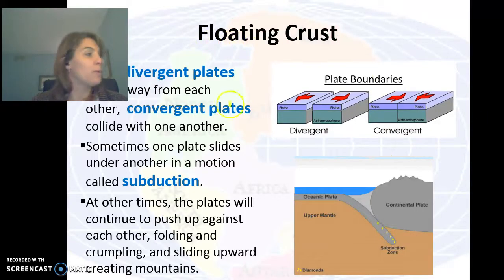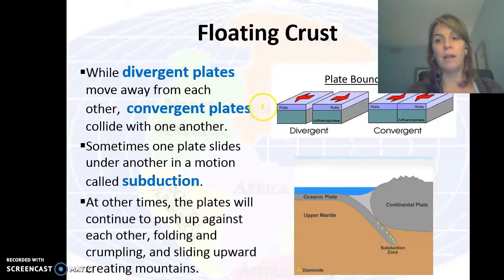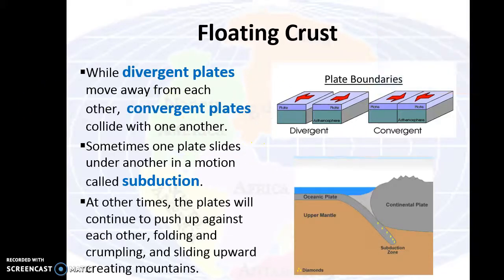Okay, let's talk about the floating crust. Need to grab my pointer. All right. Okay, I'm sorry if it's covering part of this slide. So while divergent plates move away, remember we talked about divergent plates yesterday, and when you think of divergent plates, think of dividing or moving apart. Okay, they move away from each other. Convergent plates, converging or coming together or colliding together. Okay, they collide with one another. Sometimes one plate slides under another in a motion called subduction. We also talked about subduction.